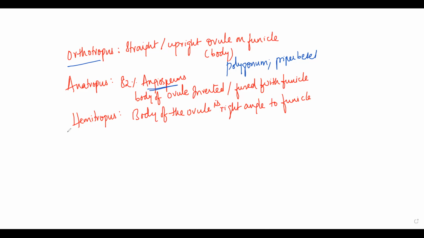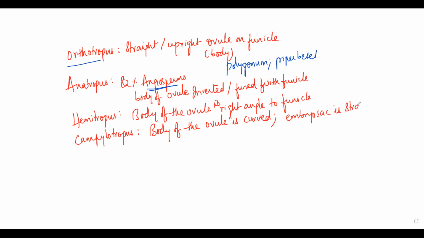And next, coming on to the campylotropous. How is a campylotropous ovule? The body of the ovule is curved, but the embryo sac is straight. This is the campylotropous ovule that we can see in plants like Capsella, right? And we can see it in Capparis.